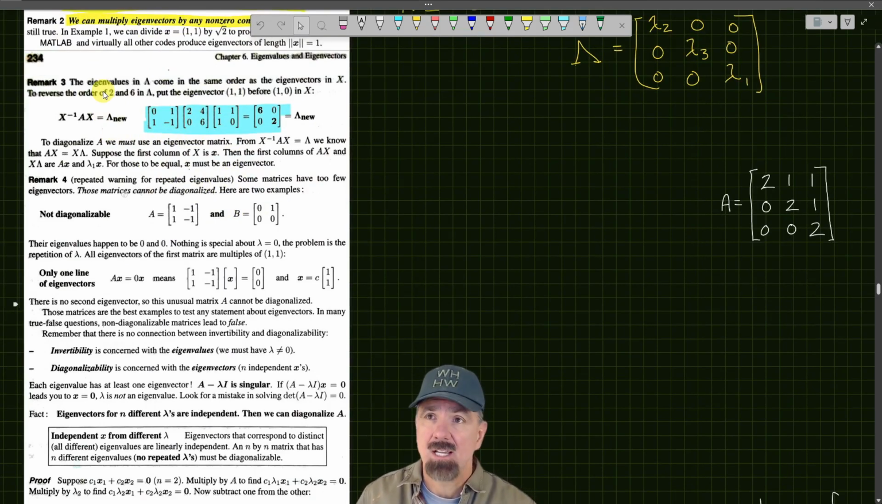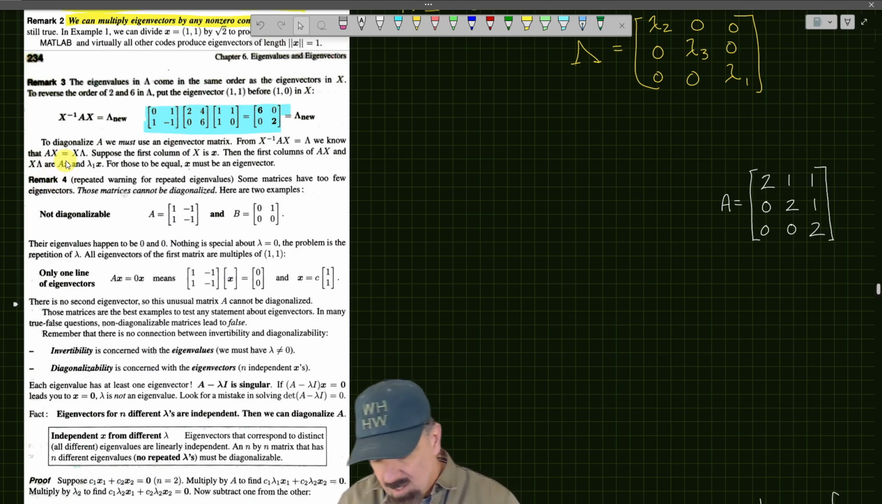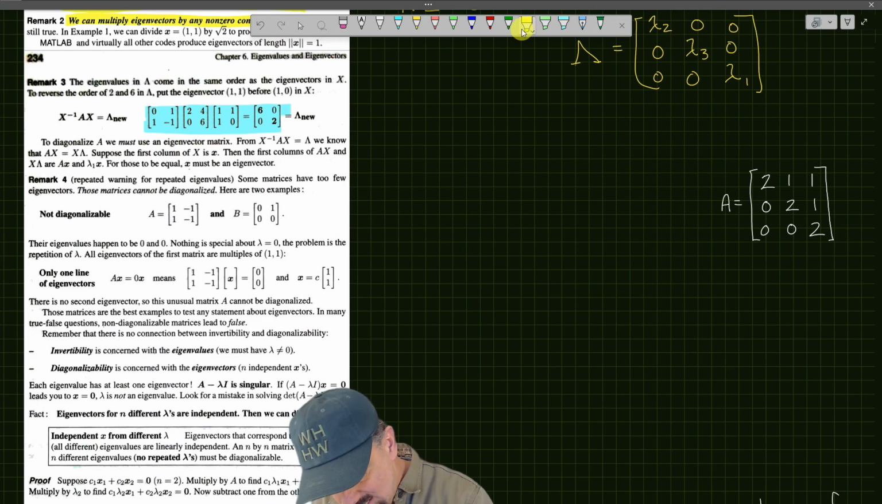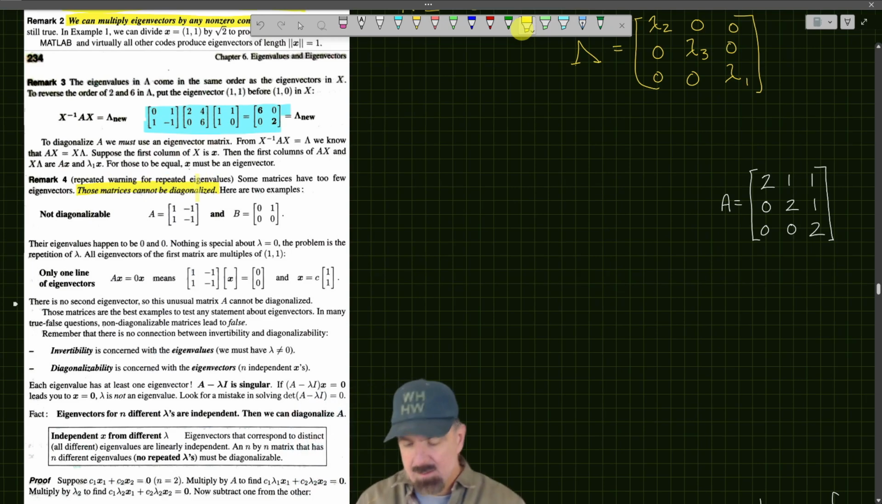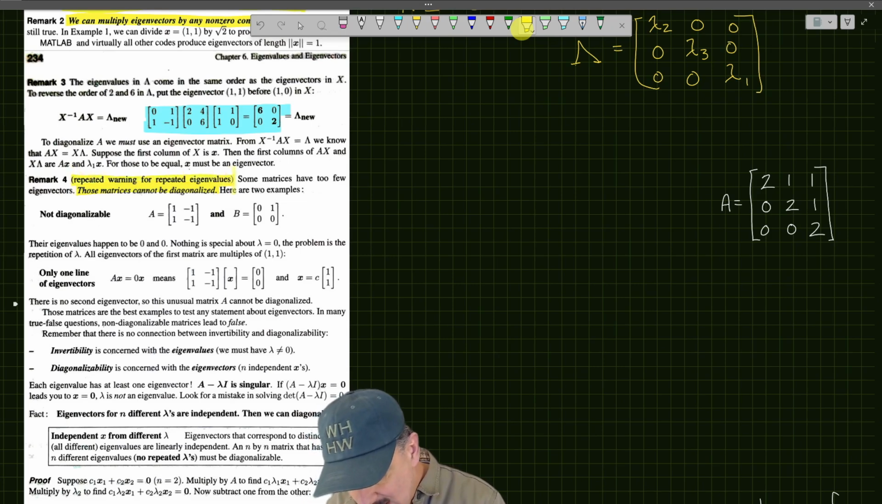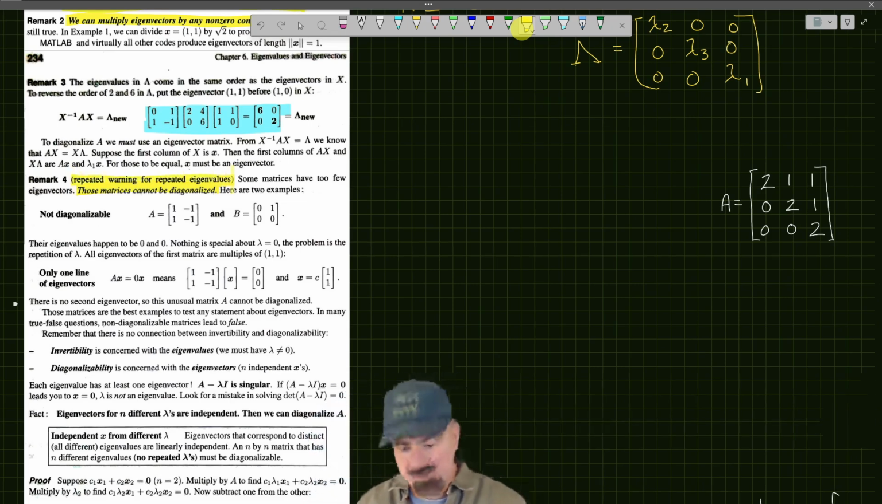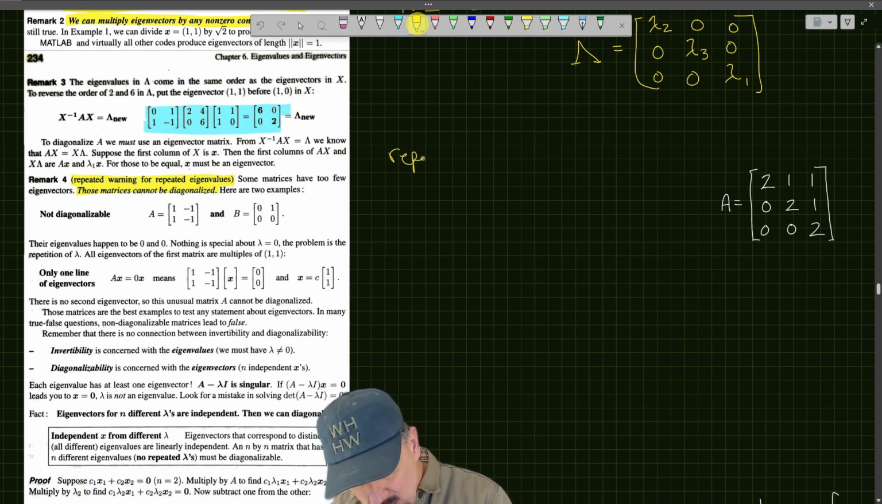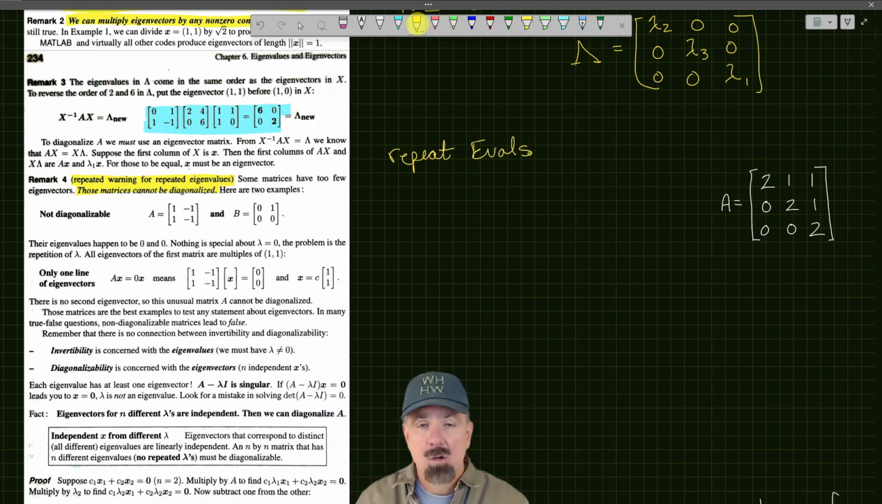Because repetition is a good thing, remark 4 says, hey, not all matrices are diagonalizable. How do we have a situation where matrices are not diagonalizable? Some of the matrices are going to have repeated eigenvalues. In the case where we have repeated eigenvalues, then we don't know whether we can diagonalize or not. We have to see if we have a set of linearly independent eigenvectors.